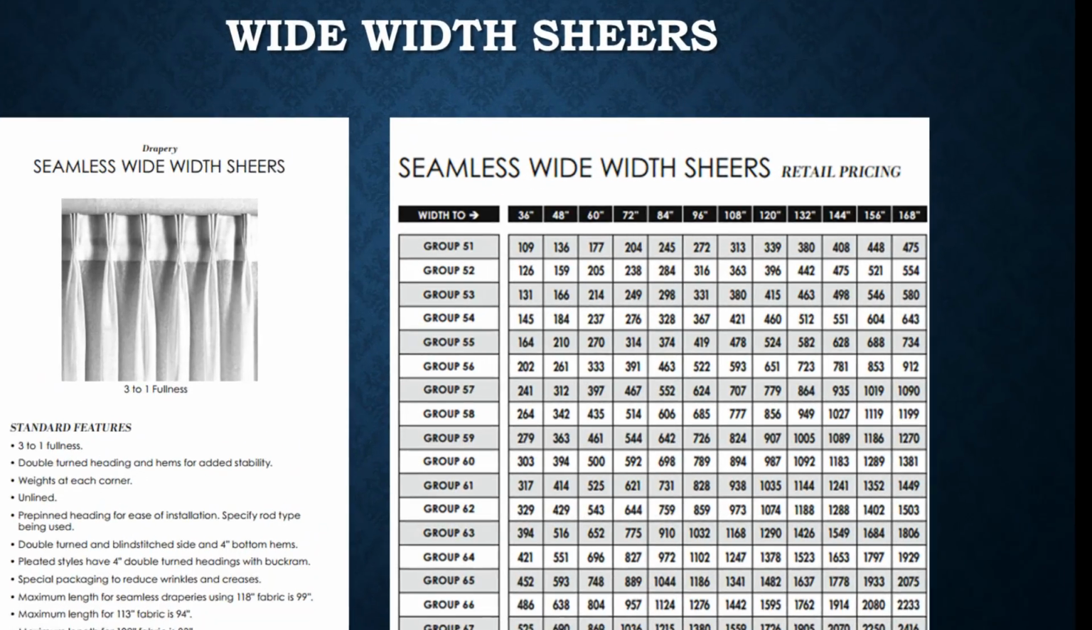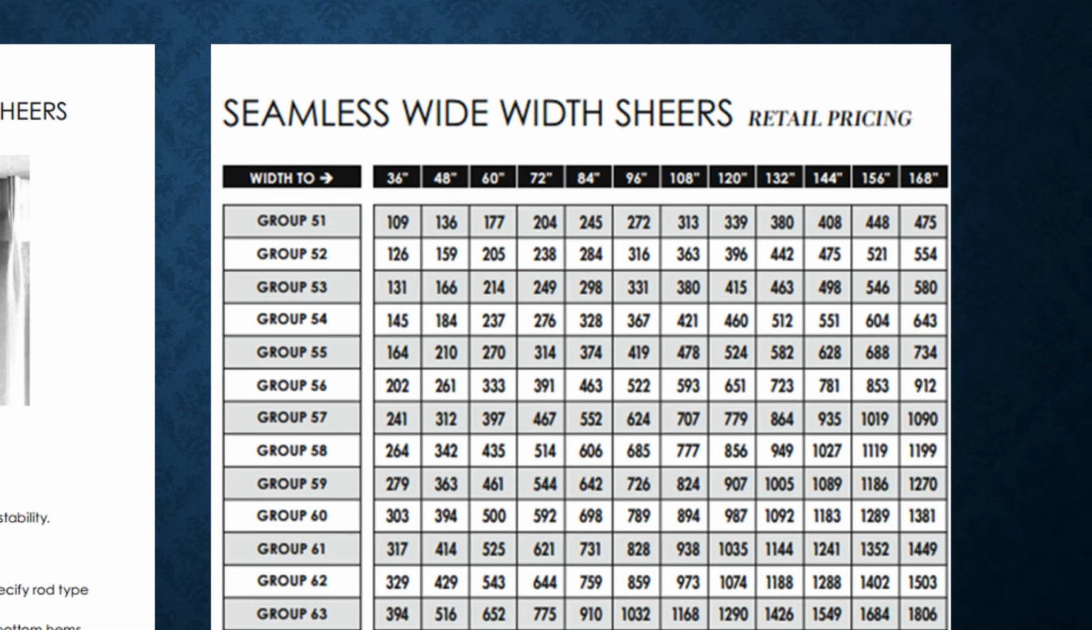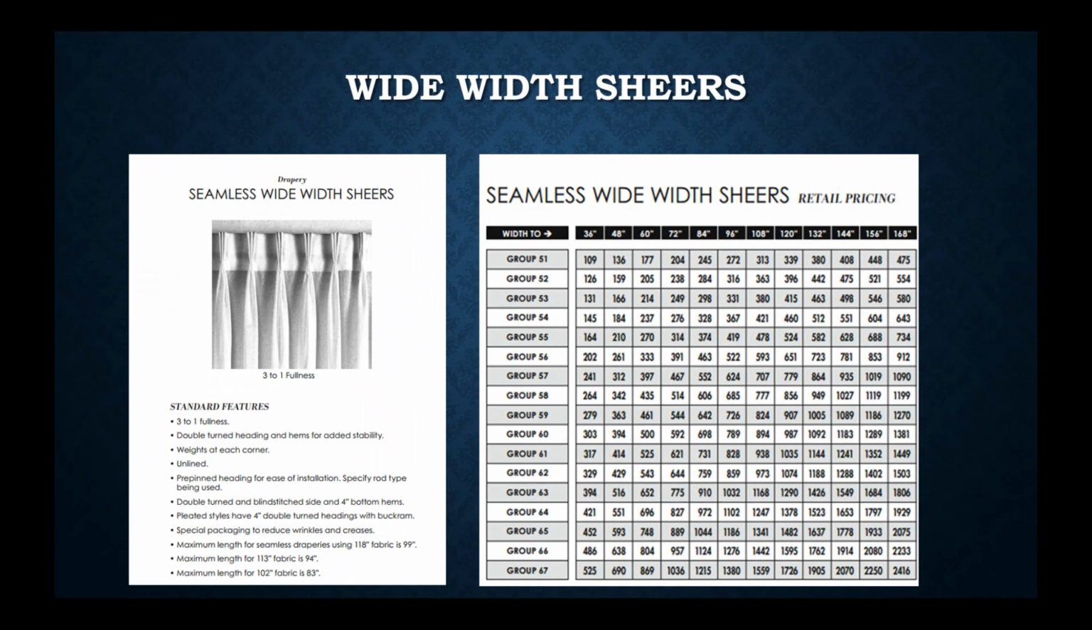Tells you the fullness that we offer. But to price, as we know, when you're doing wide width shears, all you need to do is find your width and then just scale down till you find what price group you're shearing. So with Carroll, our shears are priced in price group 51 through 67. And so all you need to do is say I had one in group 53 and I need it to be 72 inches wide. So very easy to operate.